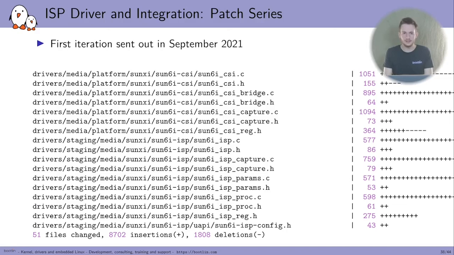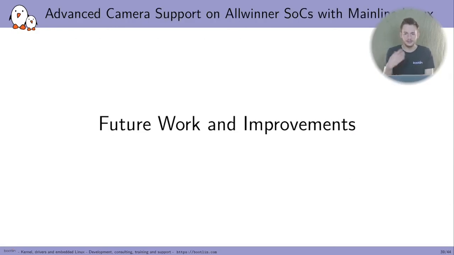So the patch series for this was sent out in September 2021. You can see it's about 8 to 9,000 insertions. So it's quite a big work. Lots of code that was written and modified for this. There was basically a major redesign of the CSI driver. So now that this was submitted, it's still under review and there will be more iterations before it makes its final way into Linux. Let's take a look at the future steps for this driver.